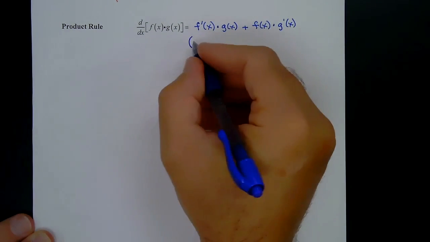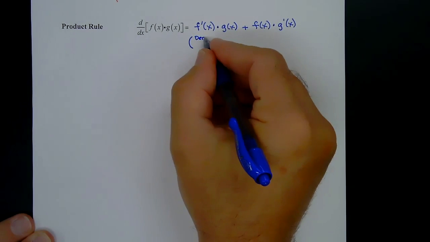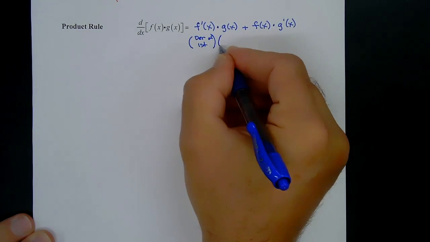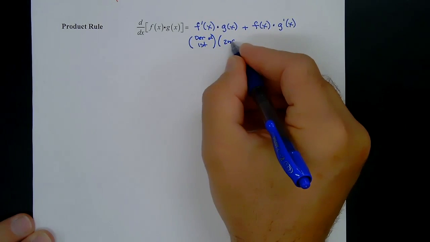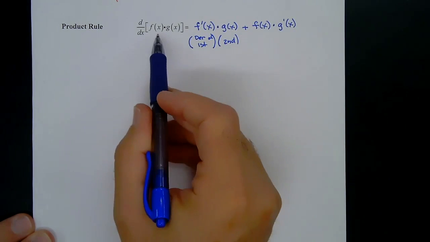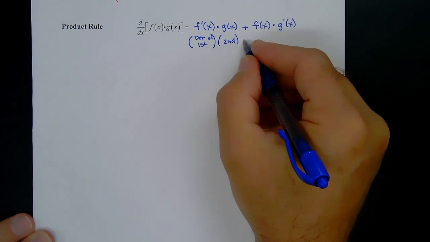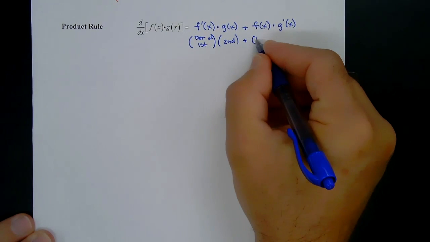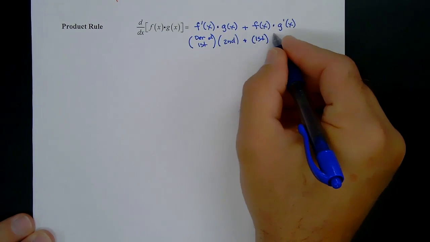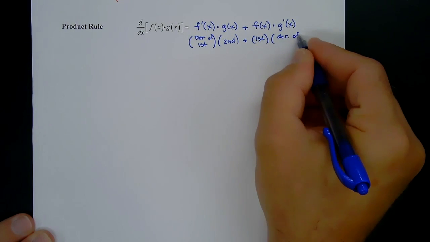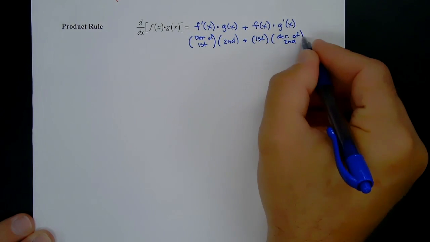So derivative of first, I'm going to write this, derivative of first times the second function. And when I say first, I mean the first function. And when I say second, I mean the second function, okay? So derivative of first function plus the first function times the derivative of the second function, okay?